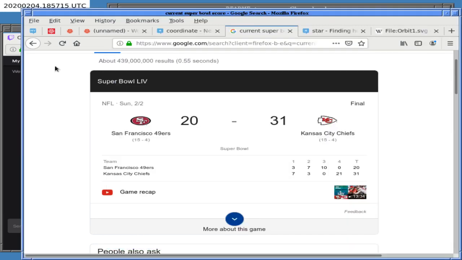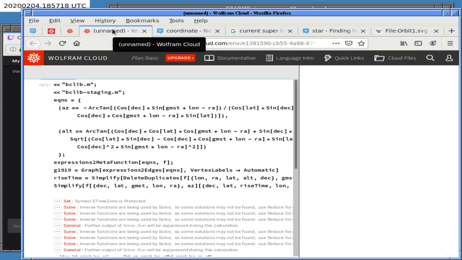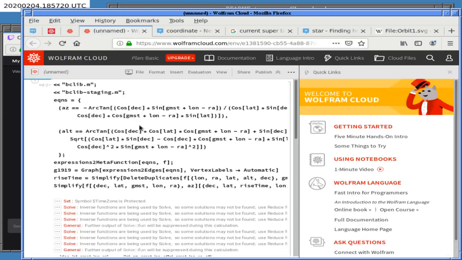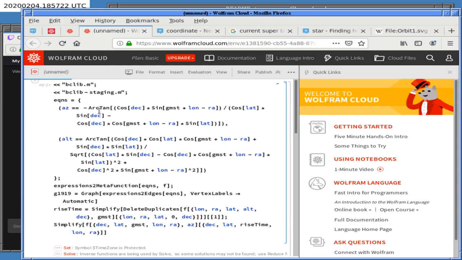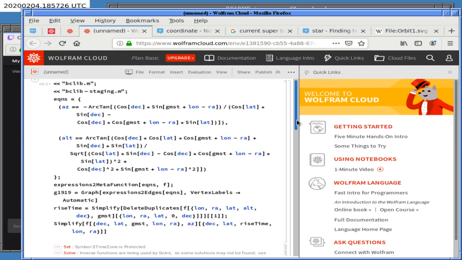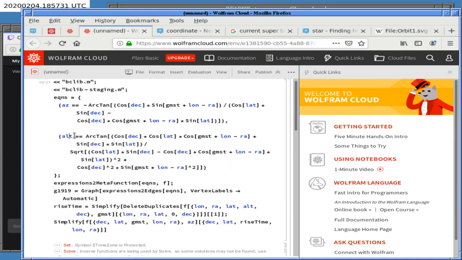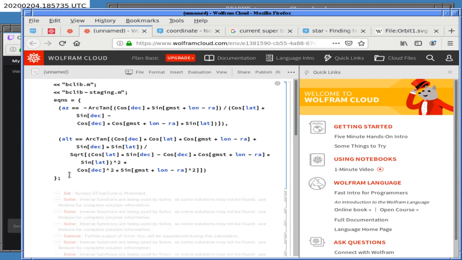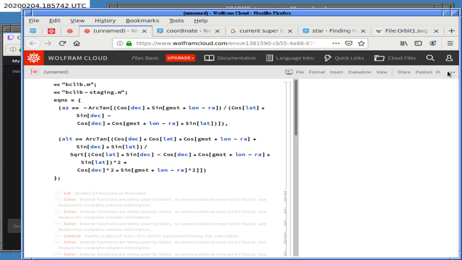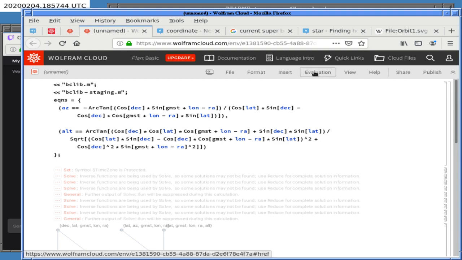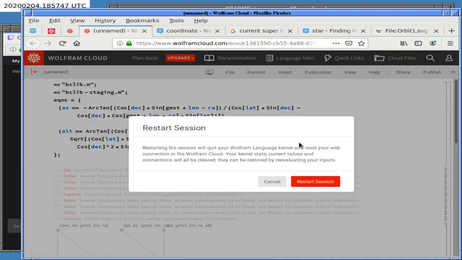All right, so let's go back over here to the Wolfram cloud where we had all this cool stuff. Again, these were the sort of magic equations that tell you the azimuth and the altitude given a bunch of other information. And we went quite far in this. We actually got some other stuff going on here, but now it's gone. First of all, Mr. Wolfman has to go away. Restart session. Hang on, cancel.